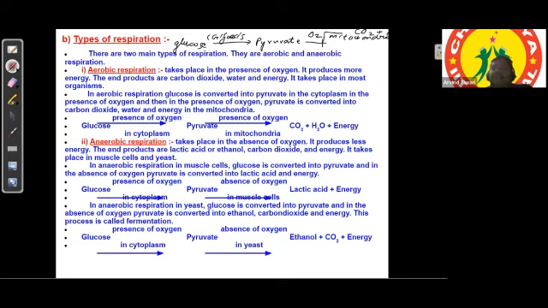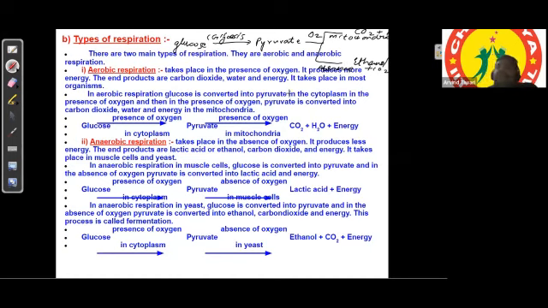And if this respiration is performed as anaerobic, so in the absence of oxygen. See, there are two words which are confusing: absence of oxygen. So in the absence, you will have ethanol and carbon dioxide and energy. So ethanol plus carbon dioxide will be produced in the absence of what?